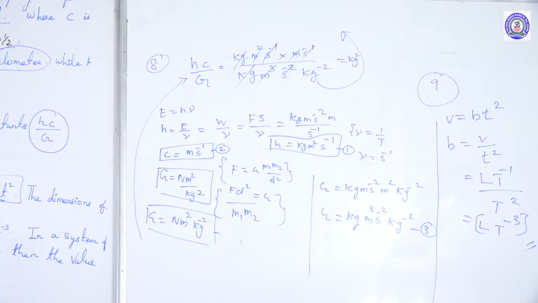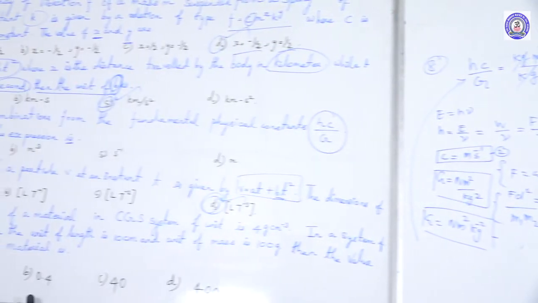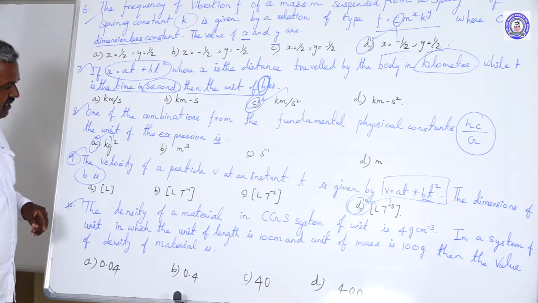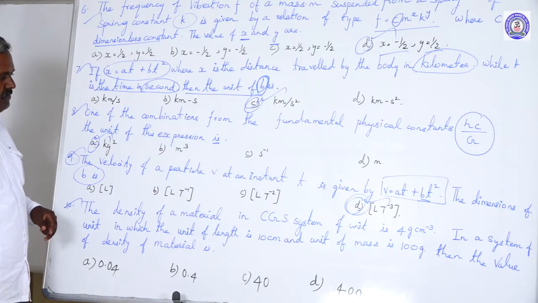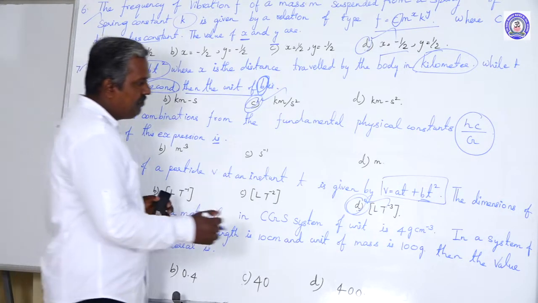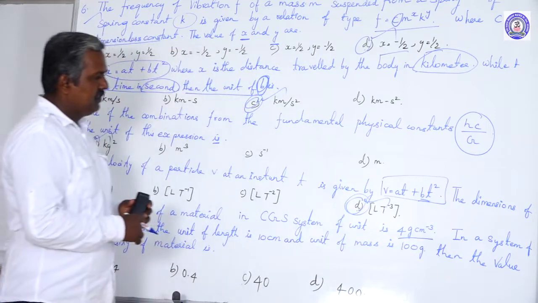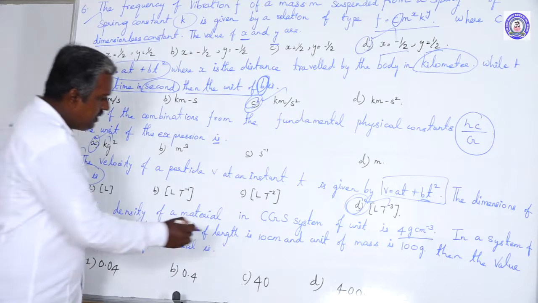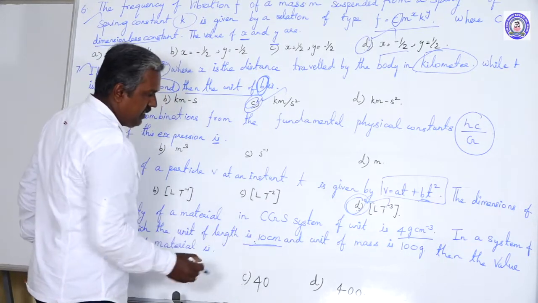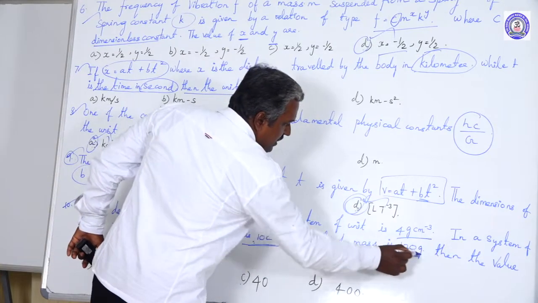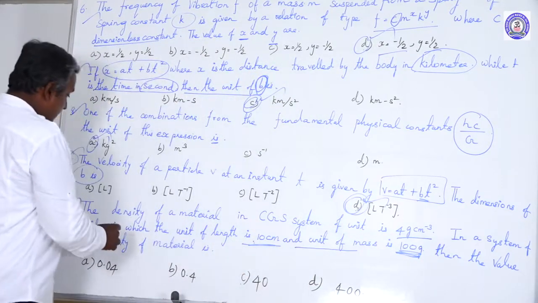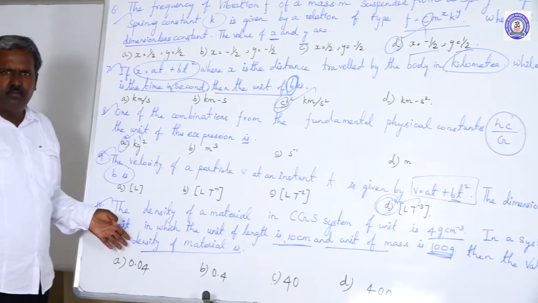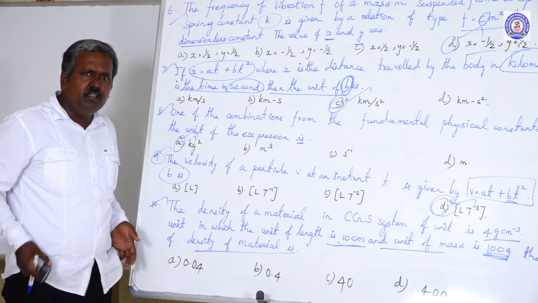Now read this question properly. Very important. The density of a material in CGS system of unit is 4 gram per centimeter cube. In a system of unit in which the unit of length is 10 centimeter and the unit of mass is 100 gram, then the value of density of the material is, according to the principle of homogeneity.